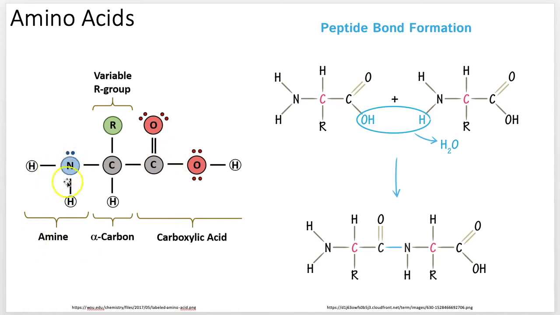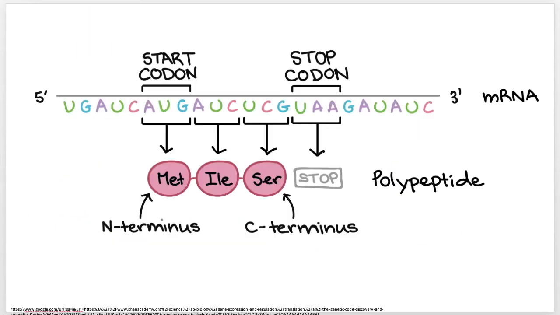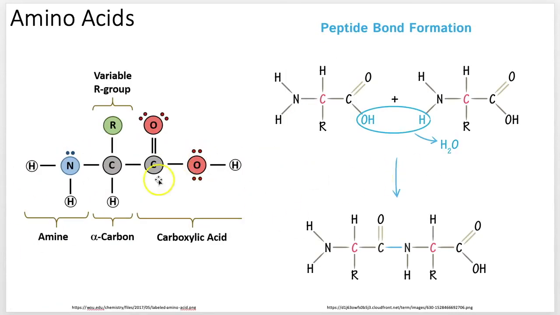And so there's our N terminus and our C terminus. That's where the nomenclature comes from. And then you have your R group sticking off. And so as we're building, we start with our N terminus. Okay, there's our N terminus. And then we're going to end with our C terminus, sticking off the end here.